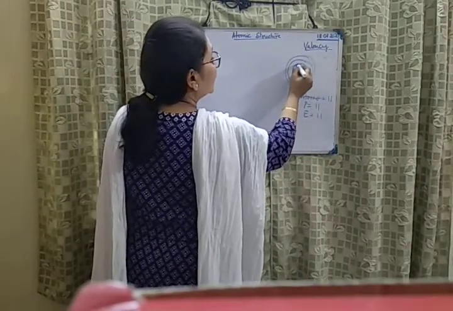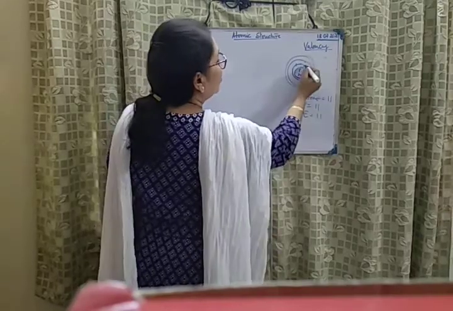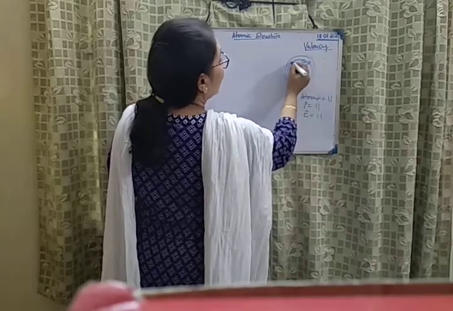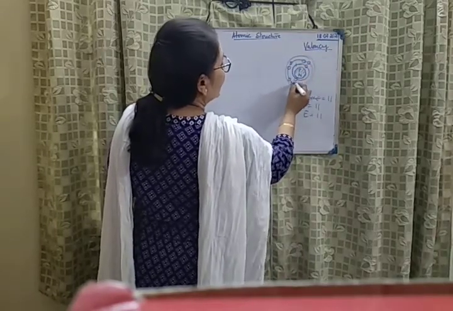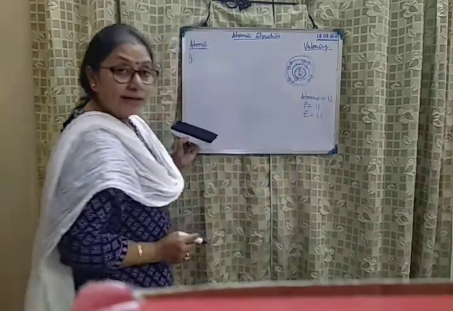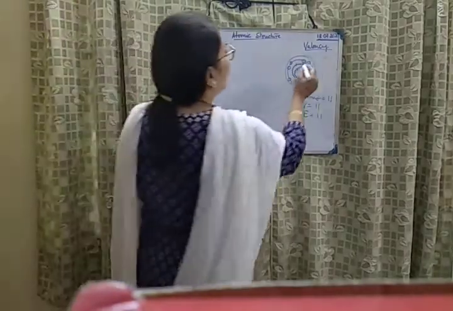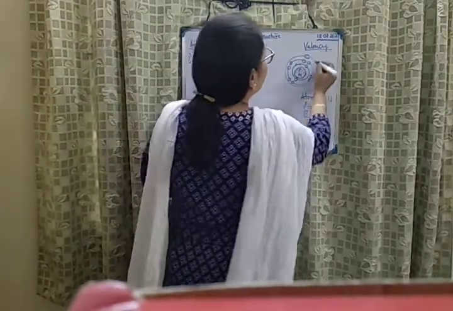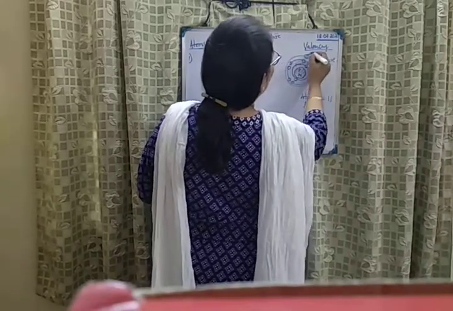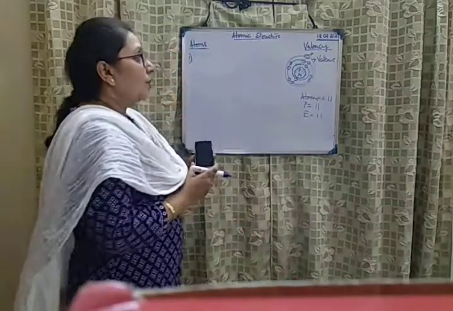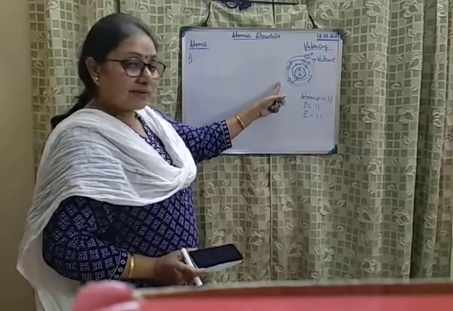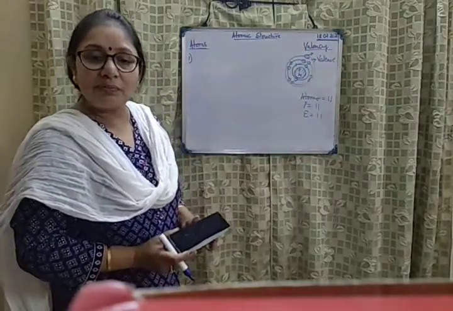So the first shell, this is shell 1, can have maximum of 2 electrons. Second shell can have maximum of 8 electrons. Still we are left with 2 plus 8, 10. Still we are left with 1 electron. For this we move on to the third shell. So this third shell is the valence shell and this is the valence electron. So either this electron can be given off or it can accept 7. Accordingly, the valency of the element will be decided.